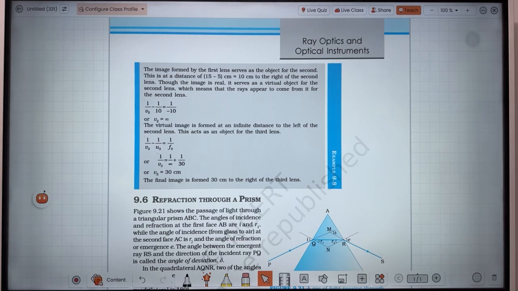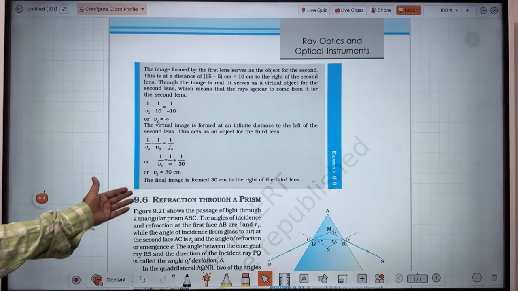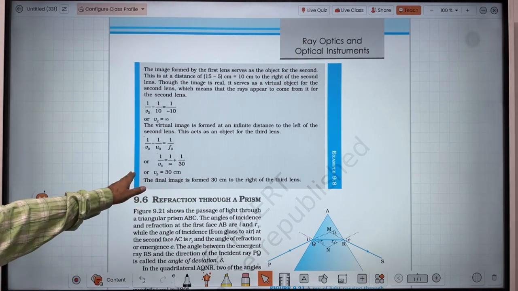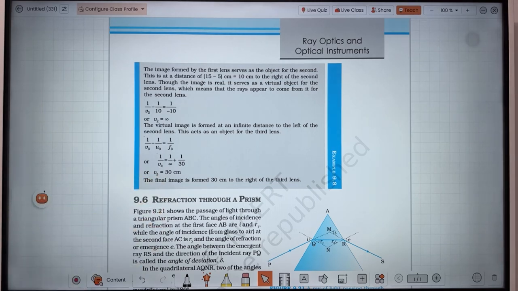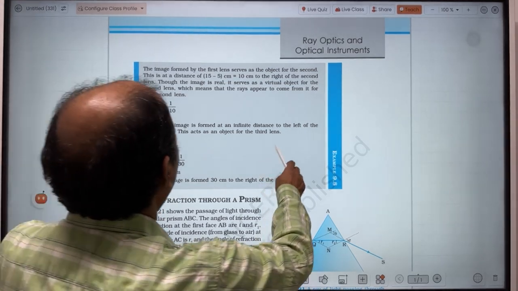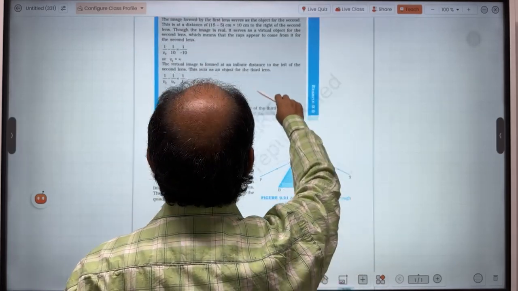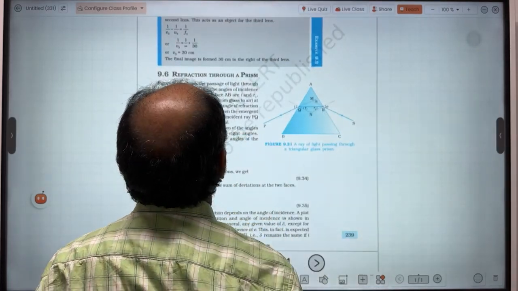If the object is at infinity, then its image will be formed at the focus. So finally we consider the third lens, whose image will be formed at 30 centimeter, right? So it is simple. Now we are going to see refraction through a prism.